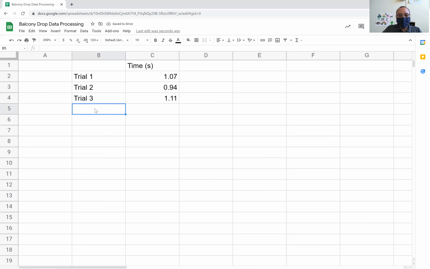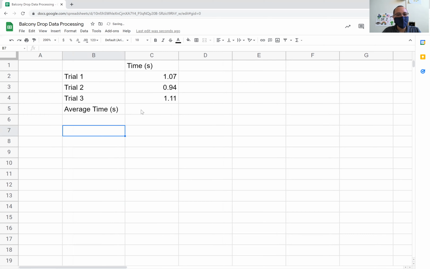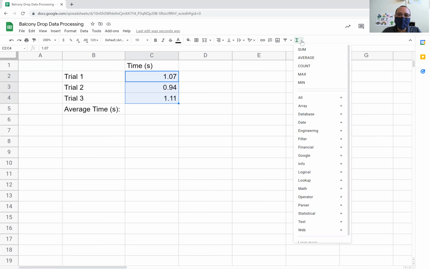All right, then we want to calculate an average, also in seconds, okay? Let me make this column a little bit bigger so that it'll look nice. Okay, there we go. So what was the average time in seconds? What I do here is I select all of these, and then I go over to this little tool, the Greek letter sigma right there. It's my functions tool, and I click average.